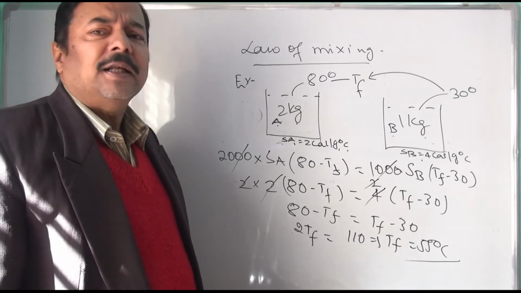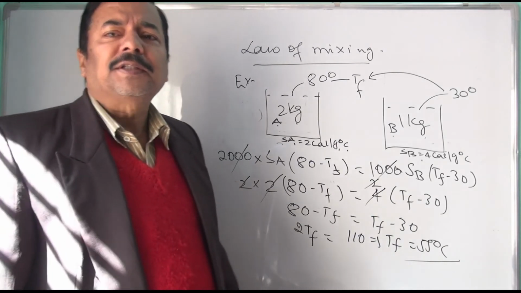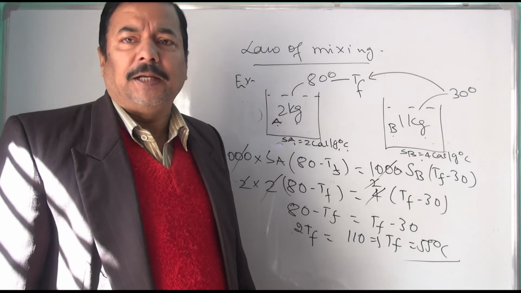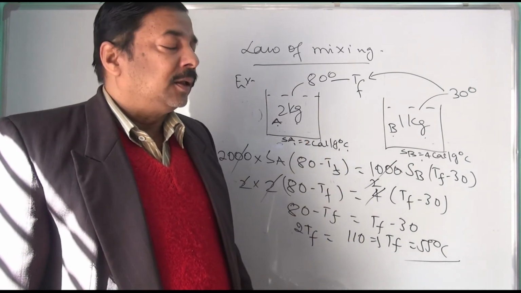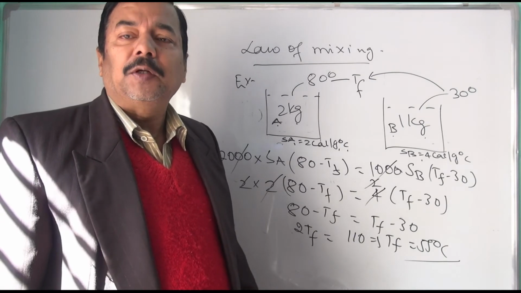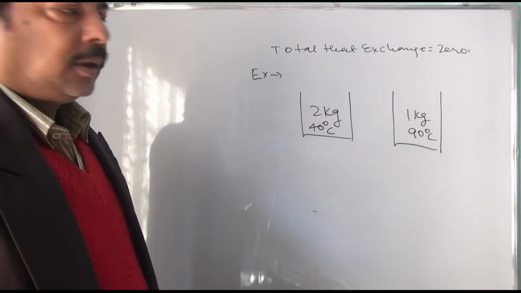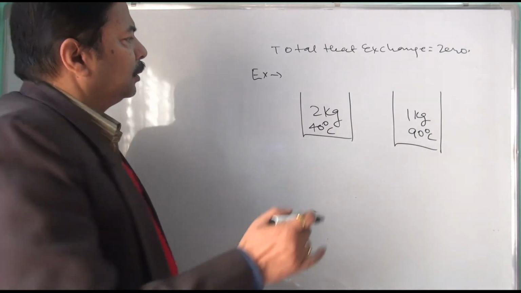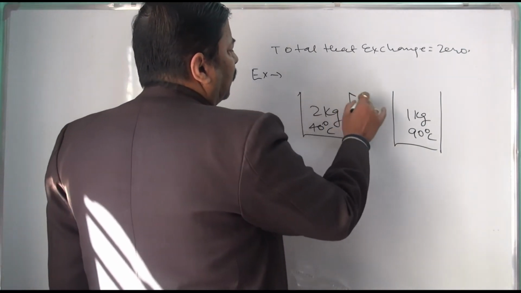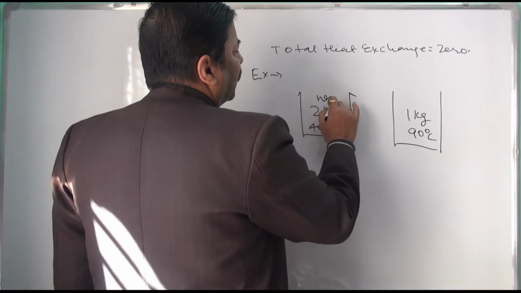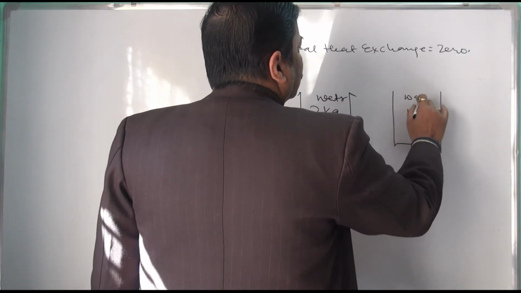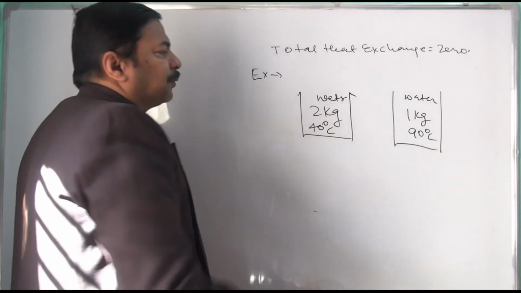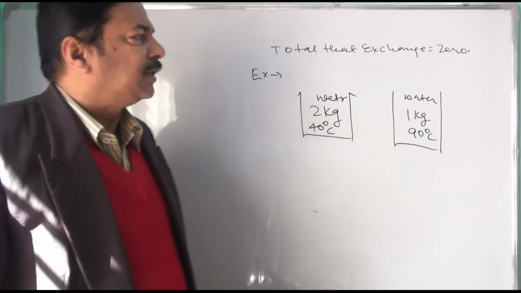Equilibrium temperature is that temperature which, after mixing the two bodies, we attain as the common temperature of the system. That is called the equilibrium temperature, provided no heat is lost to the surroundings or in any other way. Here you should understand, I am taking an example that 2 kilograms of water is there and 1 kilogram of water is there. Its temperature is 40 degrees C and its temperature is 90 degrees C.